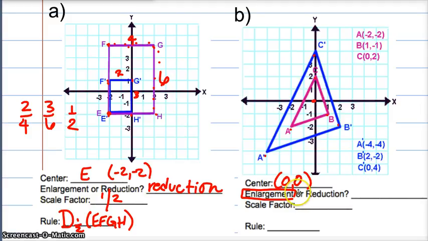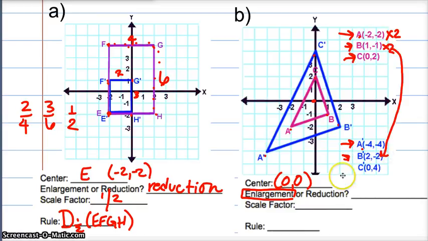In problem B, that's more difficult because these side lengths are slanted. Instead, let's look at the ordered pairs. To find the ordered pair of A and compare it to the ordered pairs of A prime. From A to A prime, all those numbers have been multiplied by 2. Look at B. Look at B prime. These numbers were multiplied by 2 to get these.